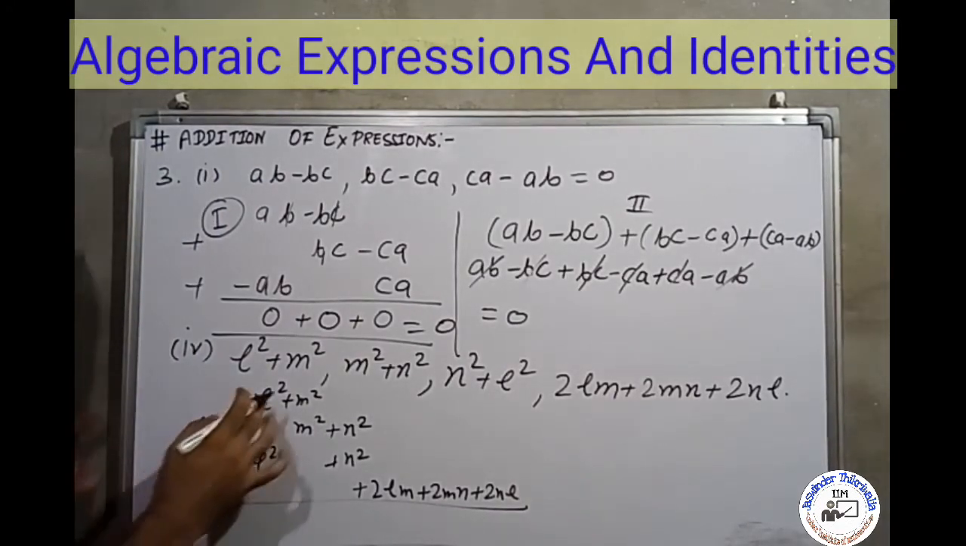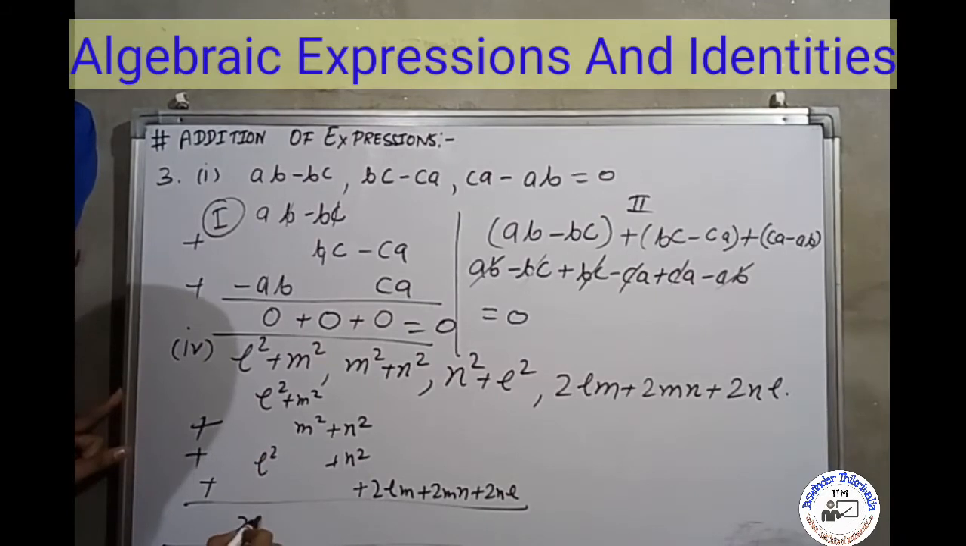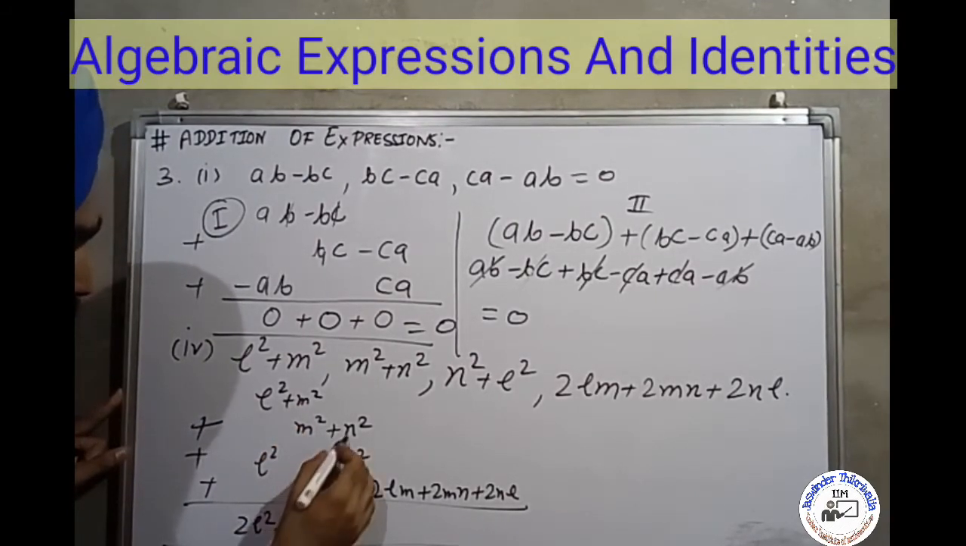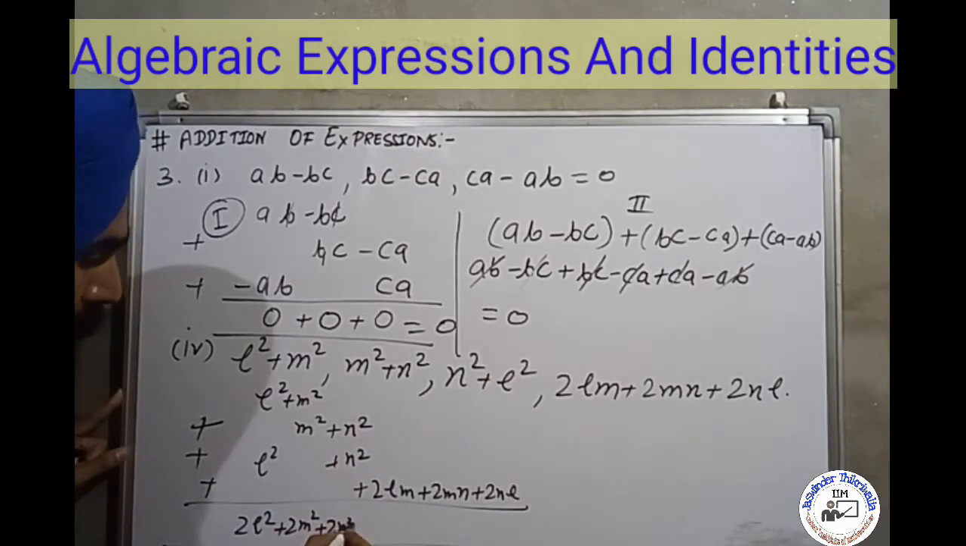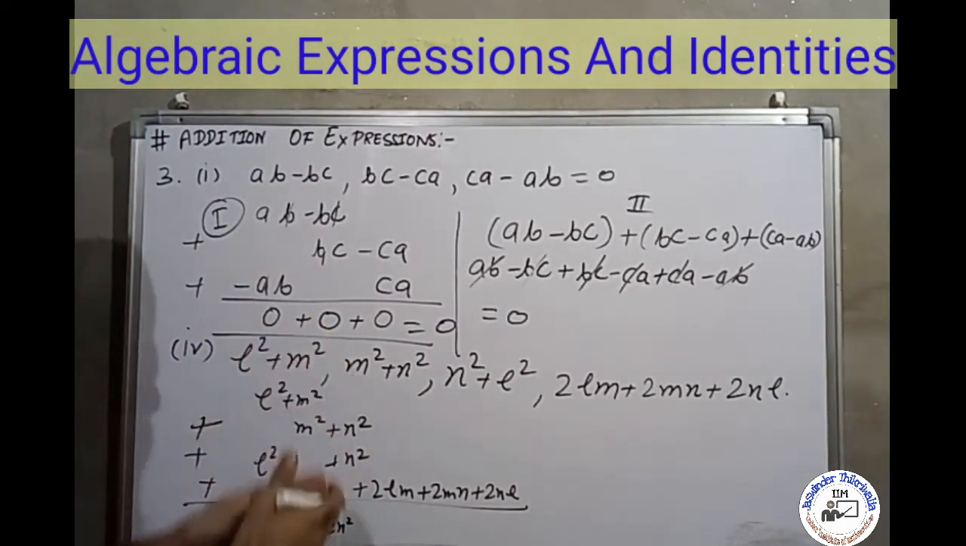So first, L square and L square make 2L square, M square and M square make 2M square, N square and N square make 2N square. See beta, these all should be in one row.